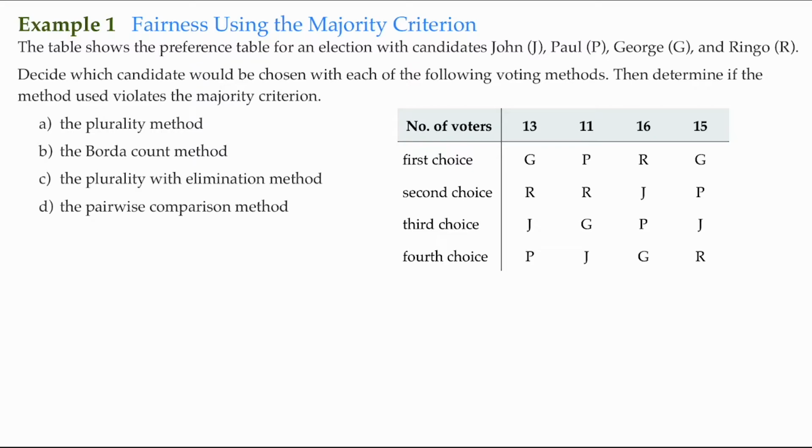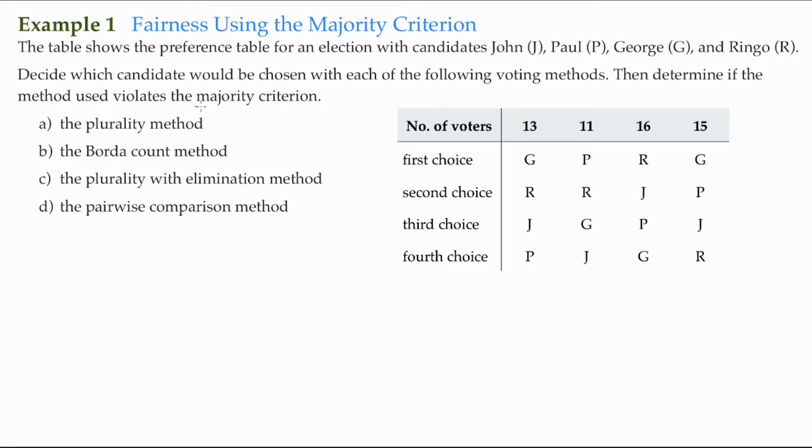So this example states, the table shows the preference table for an election with candidates John, Paul, George, and Ringo. Decide which candidate would be chosen with each of the following voting methods. Then determine if the method used violates the majority criterion. So we're going to check to see if these methods violate the majority criterion.